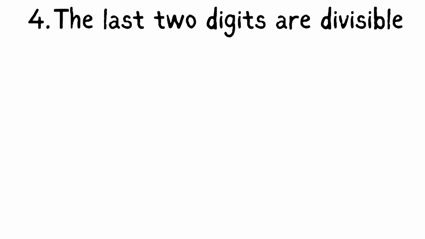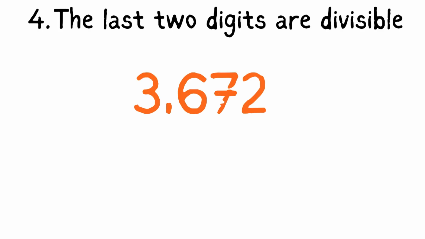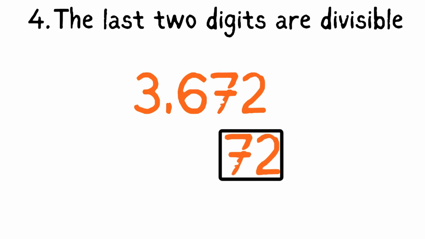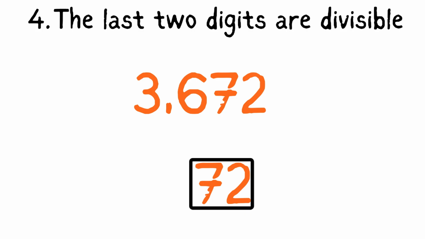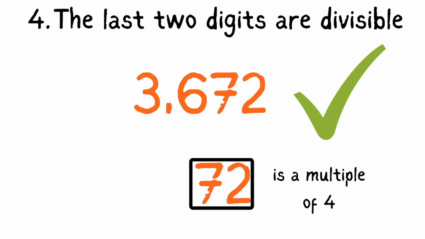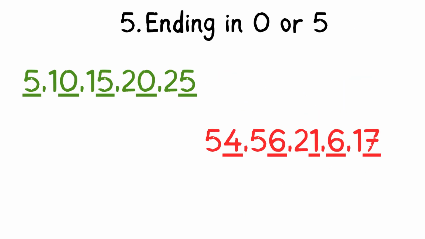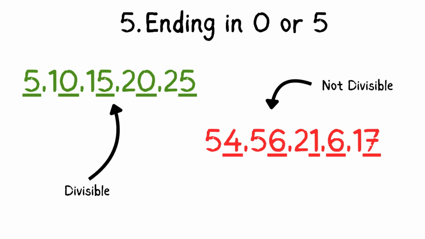Moving on to 4. This one is simple but very easy to get wrong. Take the last two digits of the number and look at the two numbers as a two-digit number. If this number is a multiple of 4, then the whole number is divisible by 4. The rule for 5 is pretty self-explanatory. If the number ends in either a 0 or 5, then it's divisible by 5.